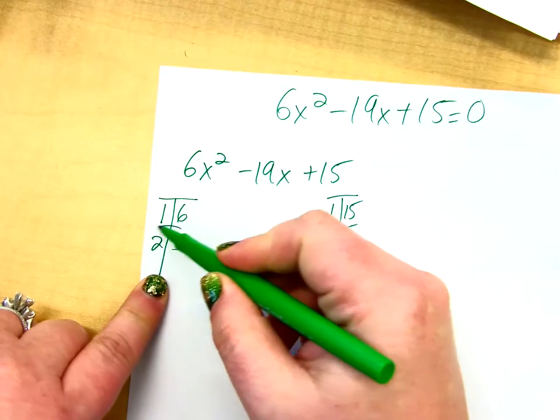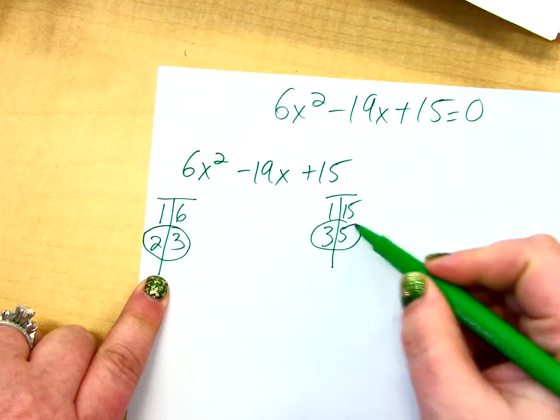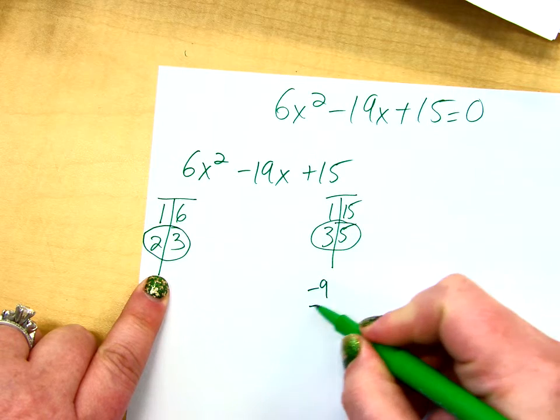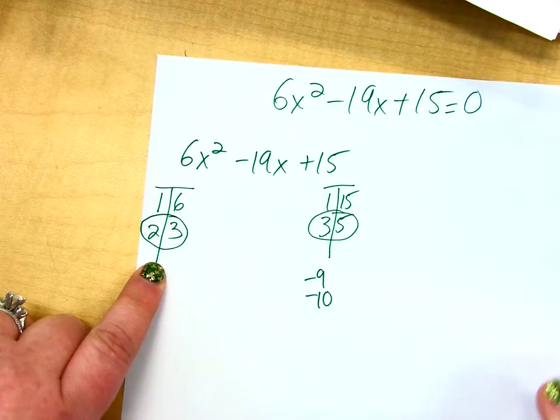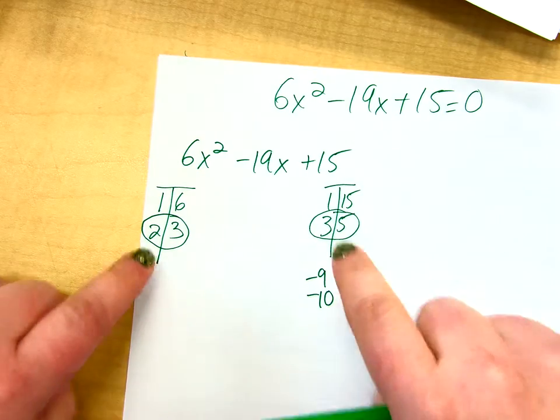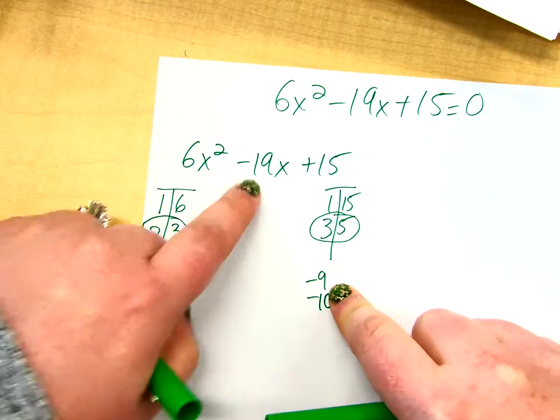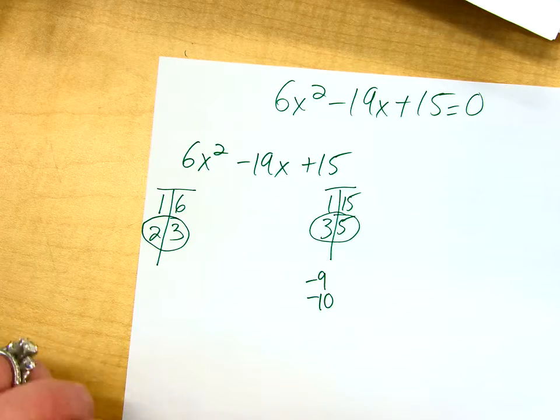So here's what I do. Once I find the pairs, I circle them. It was negative 9 and negative 10. I jot those numbers down just so I don't forget them. So I circle them, and I jot down how I'm getting to negative 19.